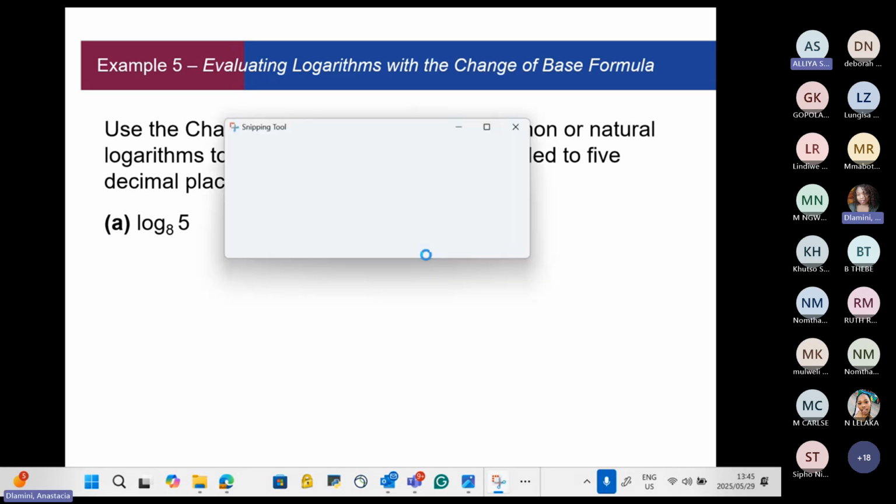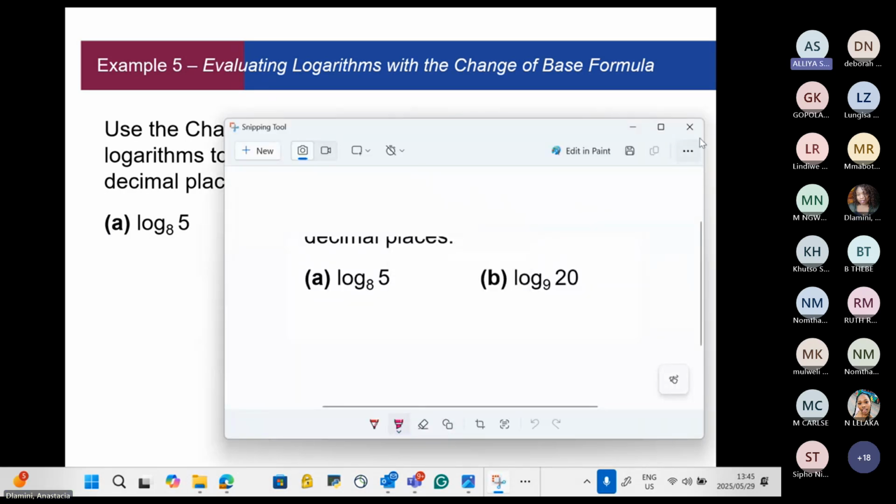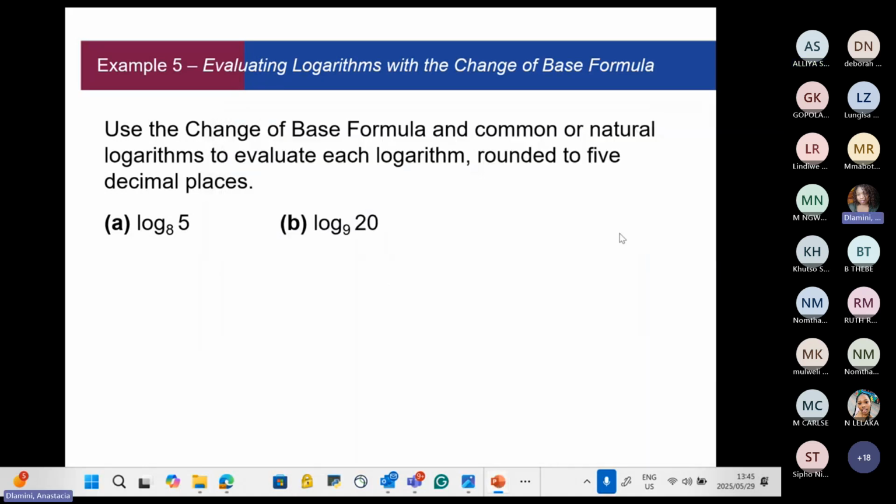So let's take log base 8 of 5. It will be equal to log base 10 of 5 over log base 10 of 8. Do we agree, yes or no? I don't want us to write the base 10, guys, because remember, we need to get used to the fact that this is a common log. So it's written as log 5 over log 8.